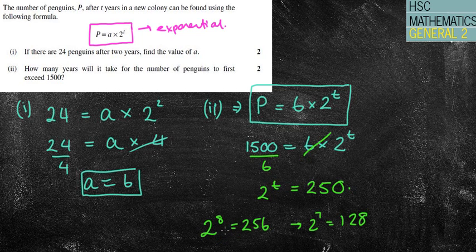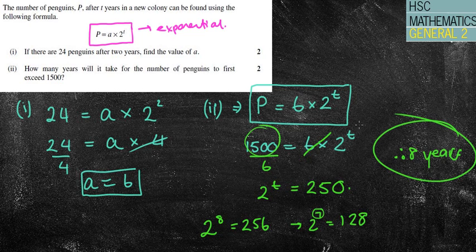So it says, how many years will it take to first exceed 1,500? Well, if I put in 7 years, that's not going to give me enough, is it? Because 2 to the power of 7 is 128, it's not 250. So if I put in 2 to the power of 8, I get 256. Therefore, it will take 8 years. And I can double check that. I can type in 6 times 2 to the power of 8 equals, and I get 1536, okay, which exceeds the 1,500. Therefore, 1,500 penguins.